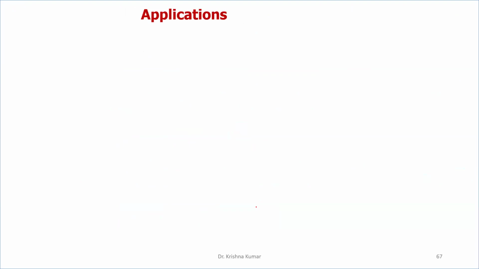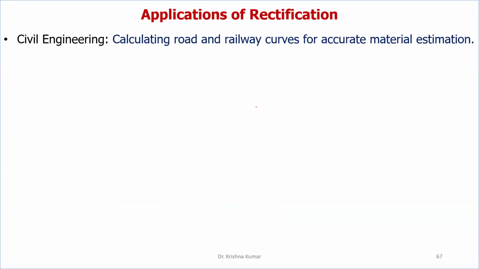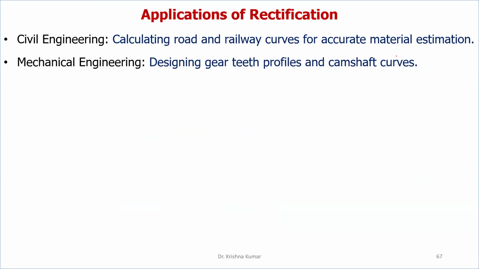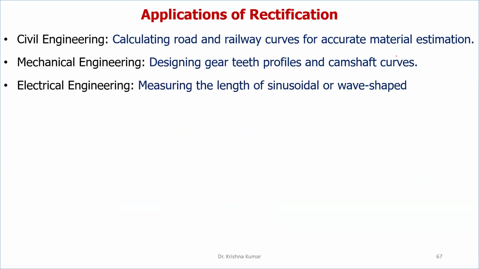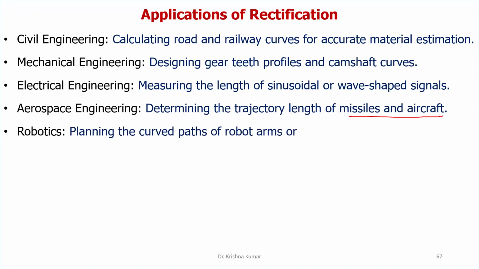Now, let us see what the applications of rectification are. In civil engineering, we use rectification for calculating road and railway curves for accurate material estimation. In mechanical engineering, it is used for designing gear teeth, profiles and camshaft curves. In electrical engineering, measuring the length of sinusoidal or wave-shaped signals is done with the help of rectification. In aerospace engineering, we apply rectification to determine the trajectory length of missiles and aircraft. In robotics, rectification can be used for planning the curved paths of robot arms or wheels.